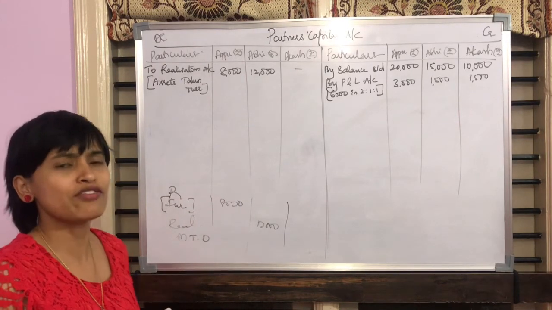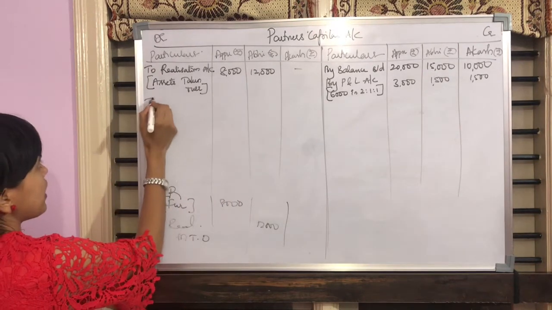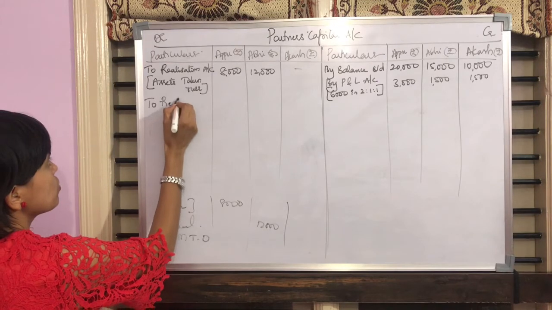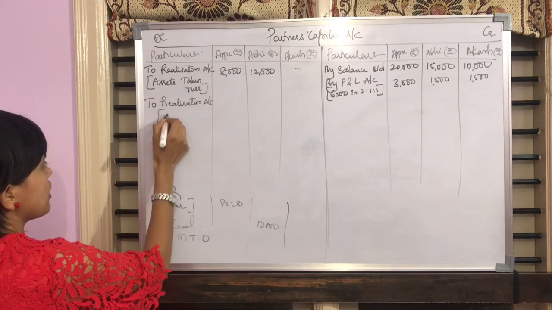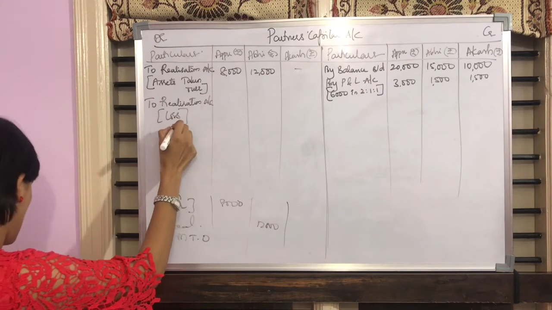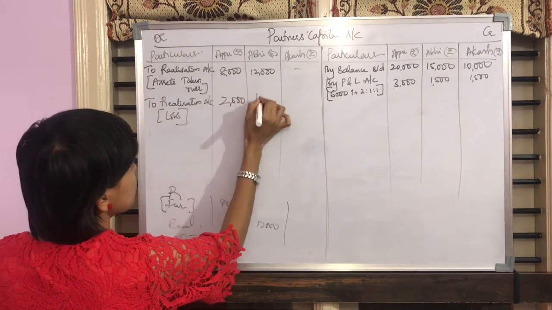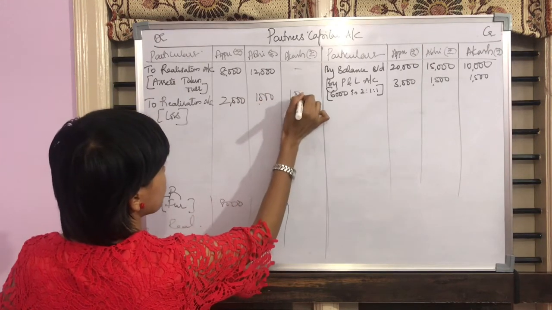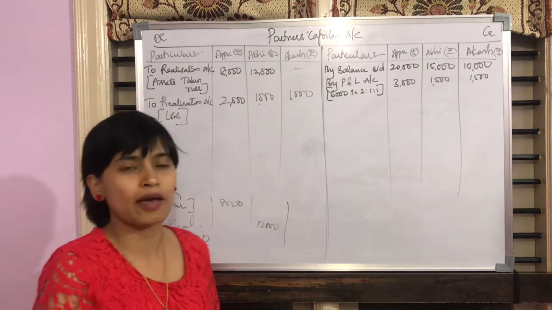Now we have realization loss, that also we need to show in partners' capital account. So write it as to realization account, in bracket loss, amount is rupees 2,000, 1,000 and rupees 1,000. So that's it with the postings in partners' capital account, students.